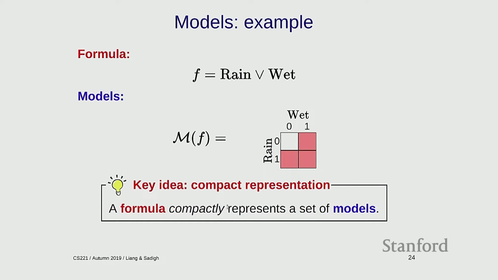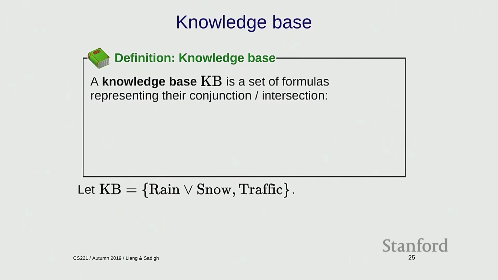So one key idea here, remember I said that logic allows you to express very complicated and large things by using very small means. Here I have a very small formula that's able to represent a set of models, and that set of models could be exponentially large. And much of the power of logic comes from the ability to do stuff like that.